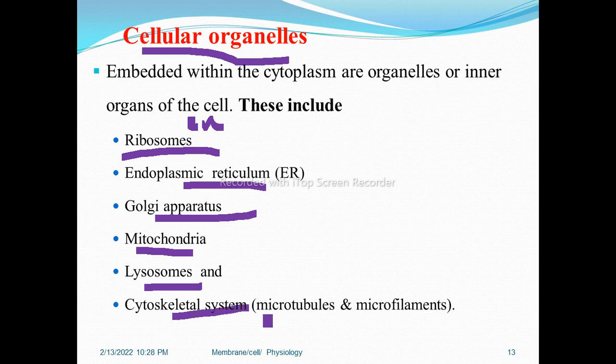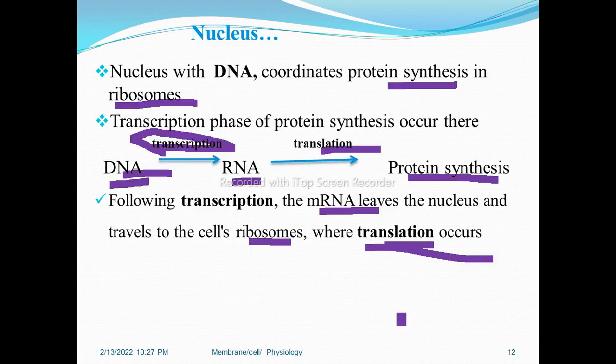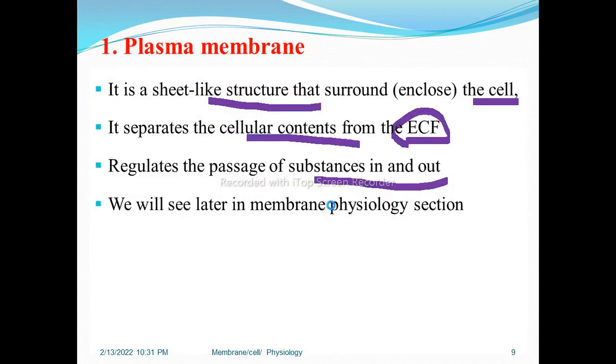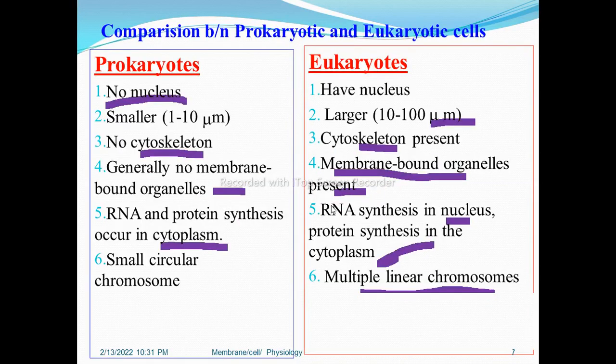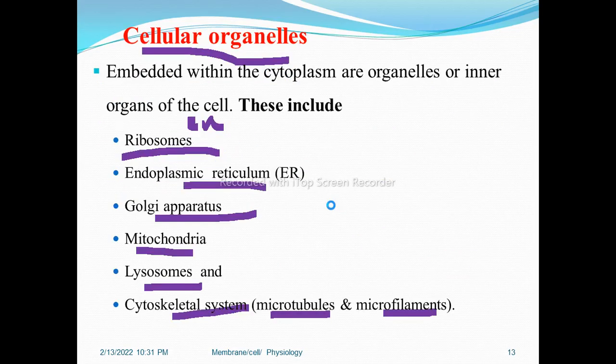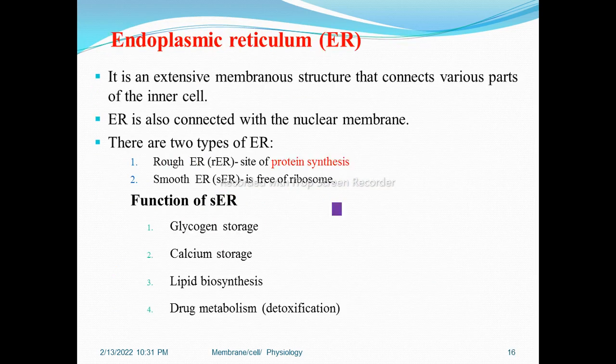The cytoskeleton is composed of three parts: the microtubule, the microfilament, and the intermediate filament. As I told you before, all organelles are mentioned here. Now another option is this picture.